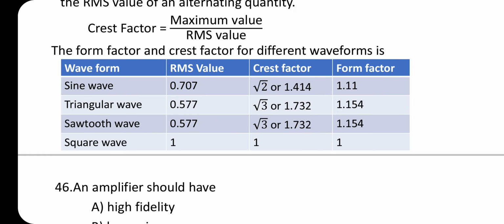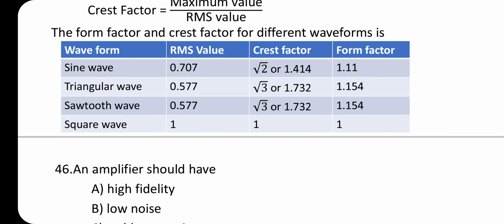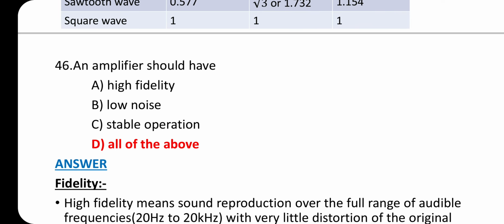The form factor and crest factor of different waveforms are: for sine wave, RMS value is 0.707, crest factor is root 2 or 1.414, form factor equals 1.11. For triangular and sawtooth wave, RMS value is 0.577, crest factor is root 3, that is 1.732, and form factor is 1.154. For square wave, RMS value is 1, crest factor and form factor also 1. Learn these values by heart.